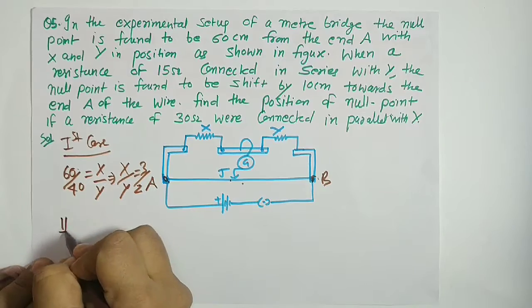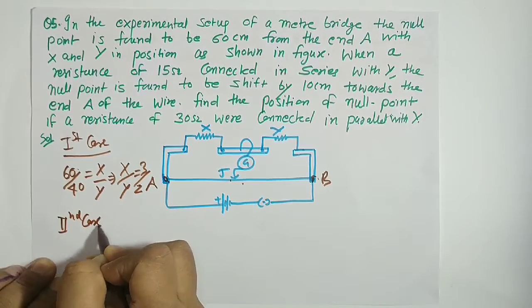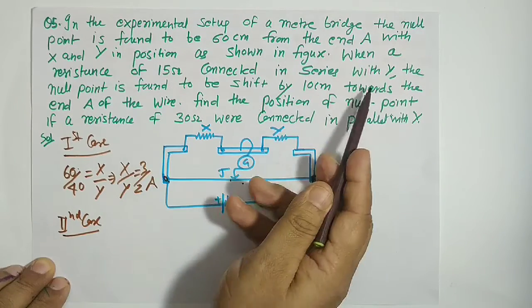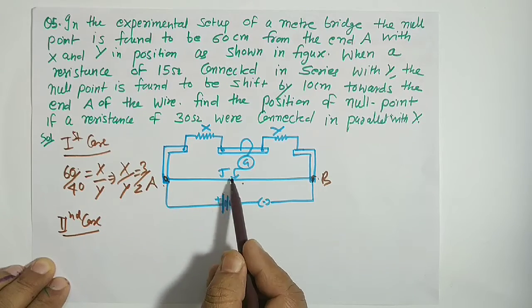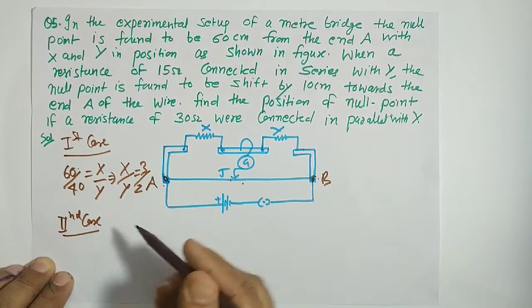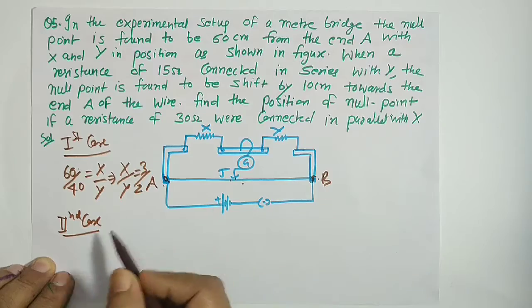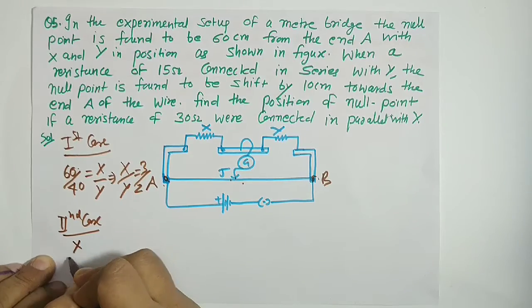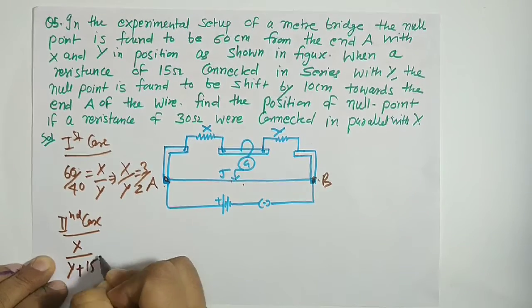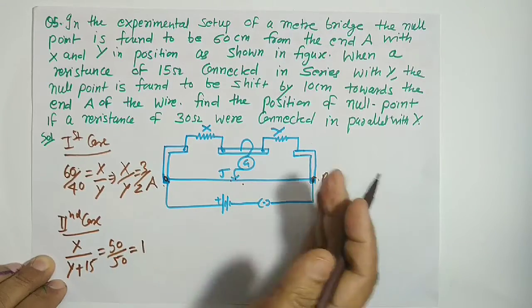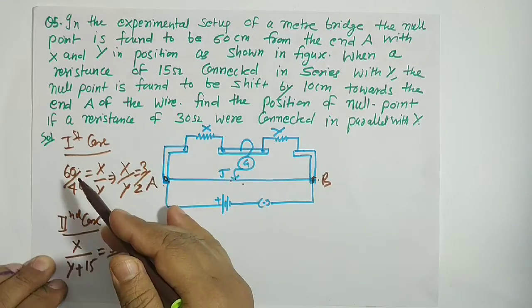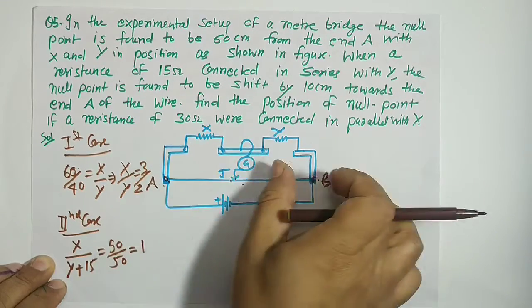Okay. Now what is the second case? The second case says that if you put 15 ohm in series with Y, it will shift towards what? A. That means it will go towards A. It is 60 right now, so it will become 50. So that means X by Y plus 15 will be 50 upon 50. Are you getting it or not? Because 10 centimeters shift means 50 on this side, and the other is 100 minus L.